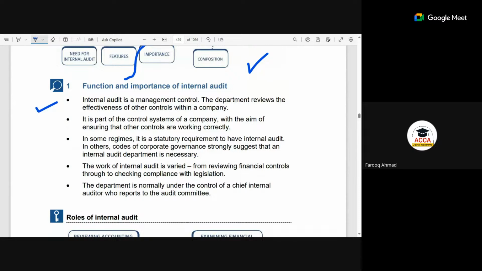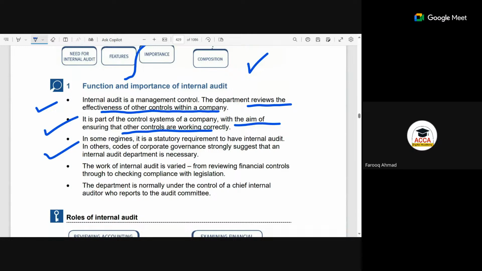This is very easy to understand: internal audit is a management control. The department reviews the effectiveness of other controls within the company, how they work, how the purchase orders are issued, how sales are done, how purchases are done, how the salary procedures work, who will approve, who will have signing authority. So all the delegation of authority, the controls, the procedures, they do all the checkups. It is a part of the control system of a company with the aim of ensuring that other controls are working correctly. In some regimes, it is statutory, important, mandatory.